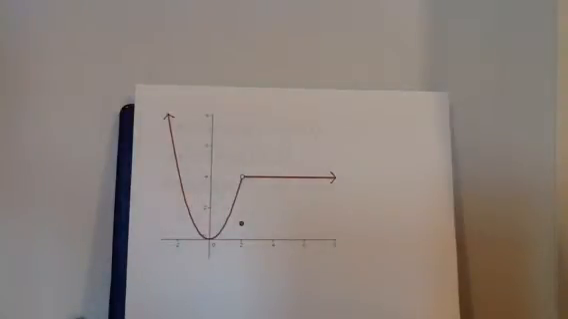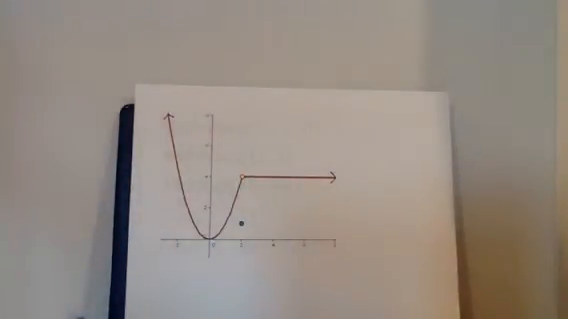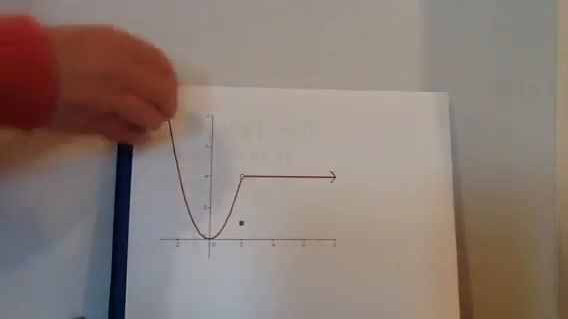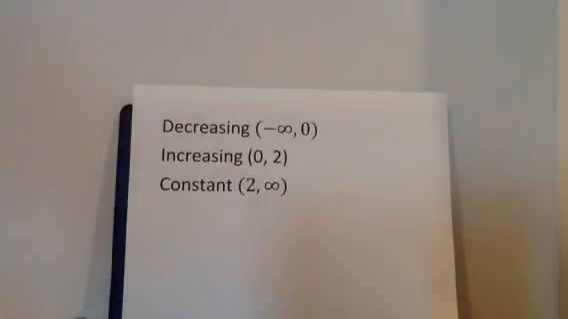Another place where students get confused with this is somehow the 4 looks like it needs to be part of the answer. But remember that the 4 is on the y-axis, it is not an x value. So the 4 should not be included in any of the intervals for increasing, decreasing, or constant because 4 is a y value. So the x values where it's decreasing would be from negative infinity to 0, increasing from 0 to 2, and constant from 2 to infinity.